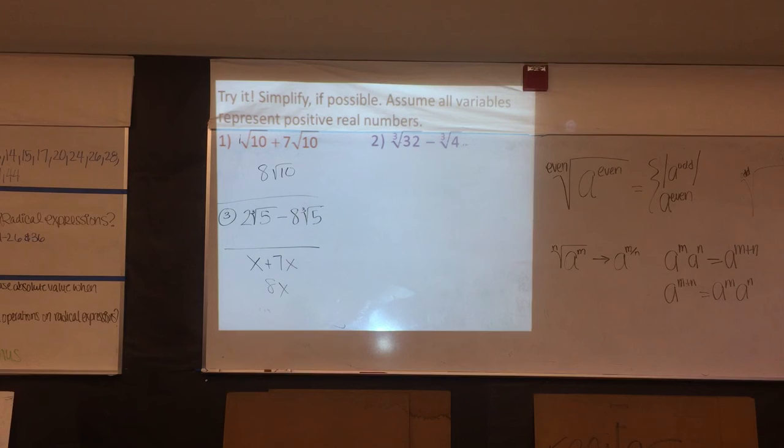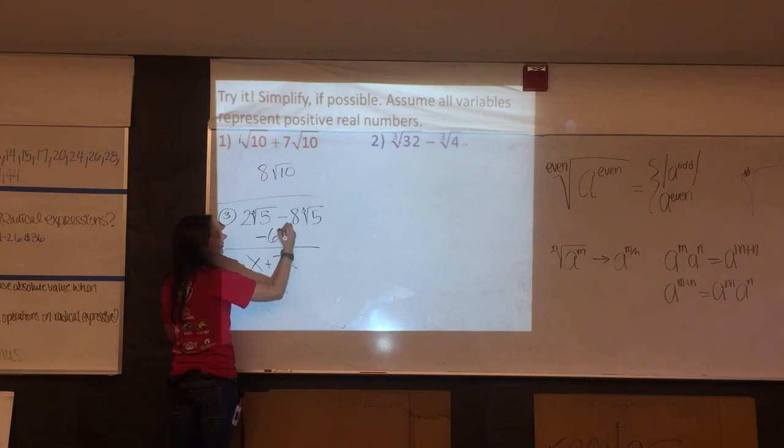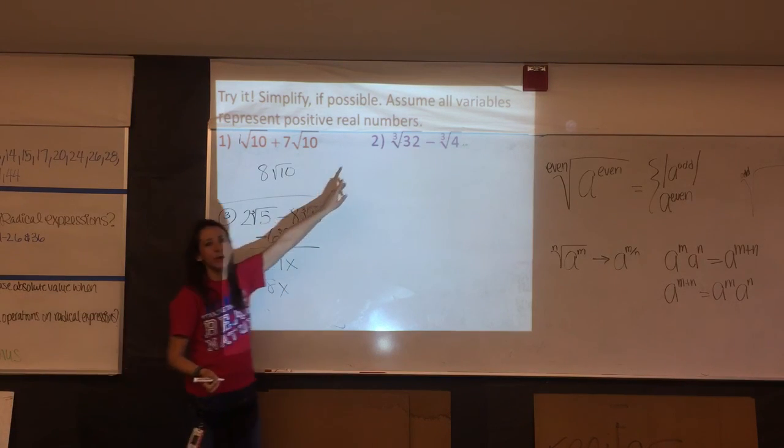I never know. Okay, so what's the answer though? -6 cube root of 5. Okay? This one requires a little simplifying.